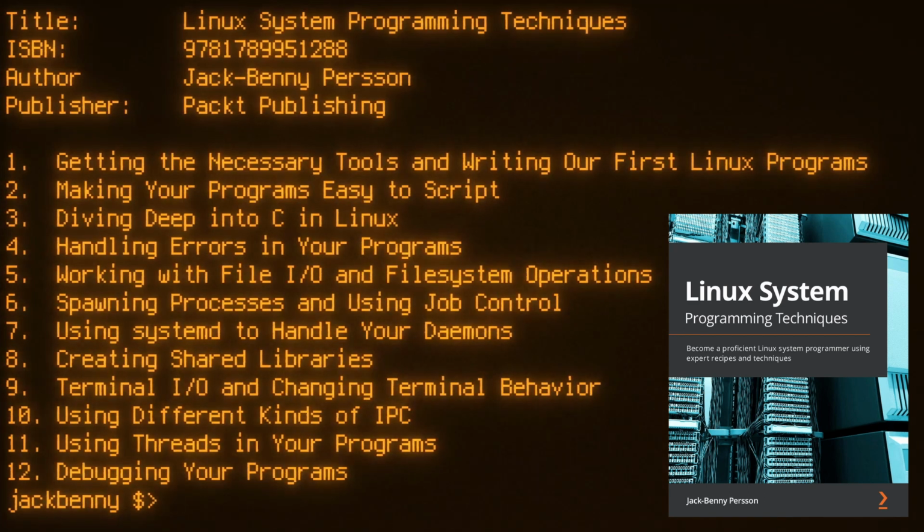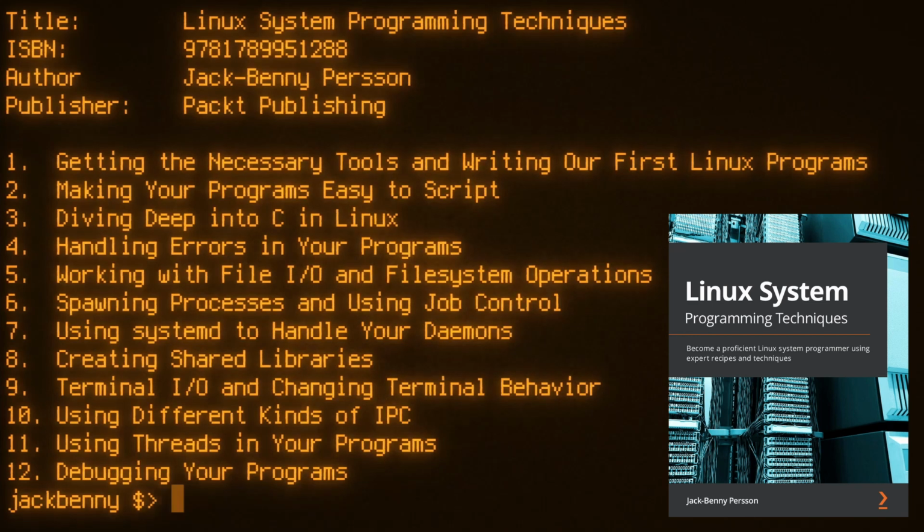In the third chapter, we dive deep into the C programming language in Linux. We explore system calls, makefiles, and libraries. We also learn about the 4 stages that the compiler uses to compile a program from source code to a binary program. The fourth chapter is all about handling errors in your programs. Errors do happen, it's just a matter of handling them gracefully.